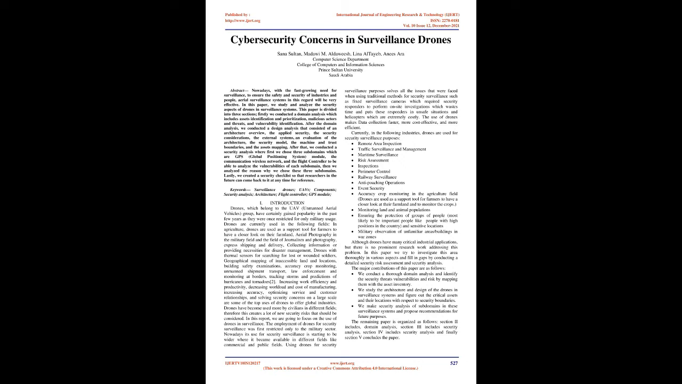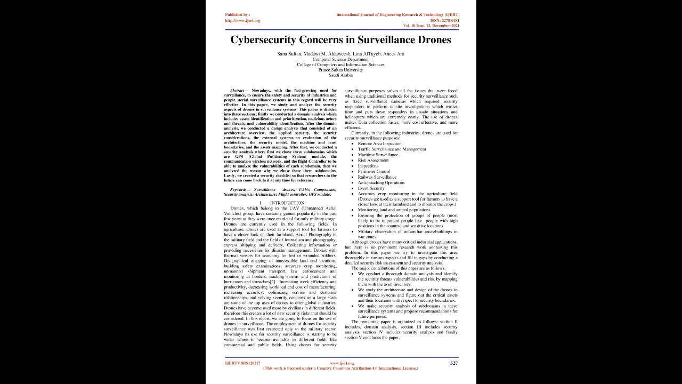The employment of drones for security surveillance was first restricted only to the military sector. Nowadays its use for security surveillance is starting to be wider, where it became available in different fields like commercial and public fields. Using drones for security surveillance purposes solves all the issues that were faced when using traditional methods for security surveillance, such as fixed surveillance cameras, which required security responders to perform on-site investigations, which wastes time and puts these responders in unsafe situations, and helicopters, which are extremely costly. The use of drones makes data collection faster, more cost-effective, and more efficient.